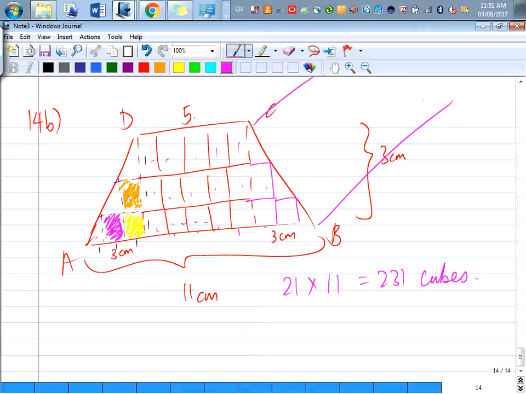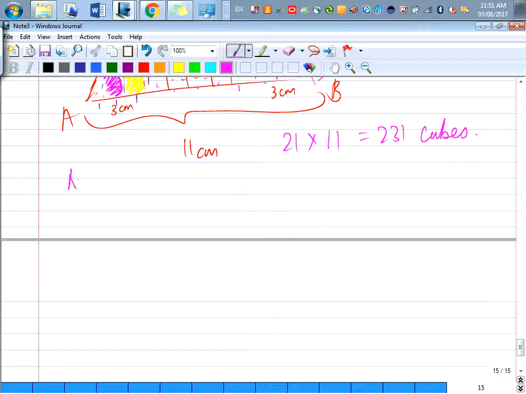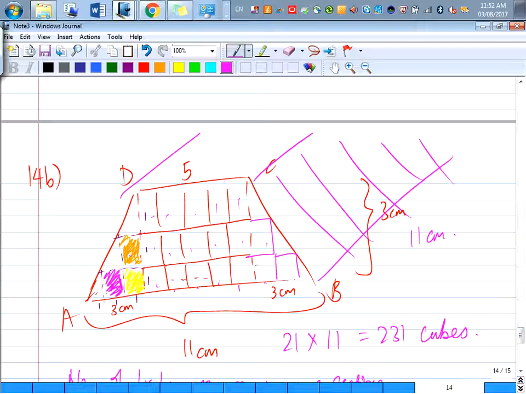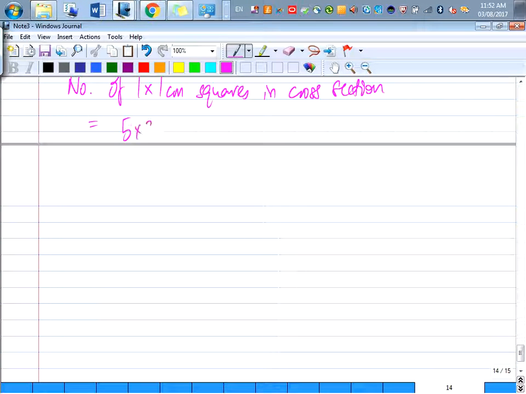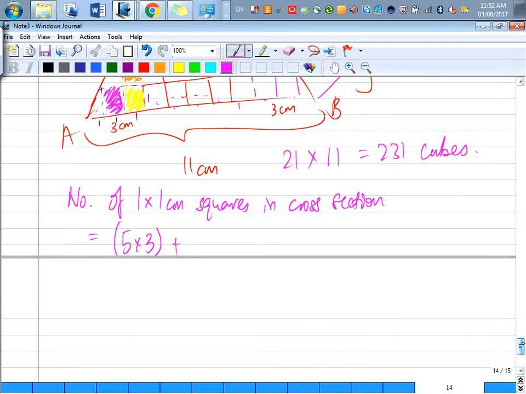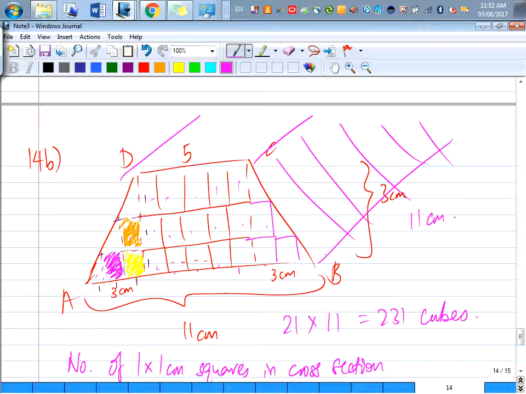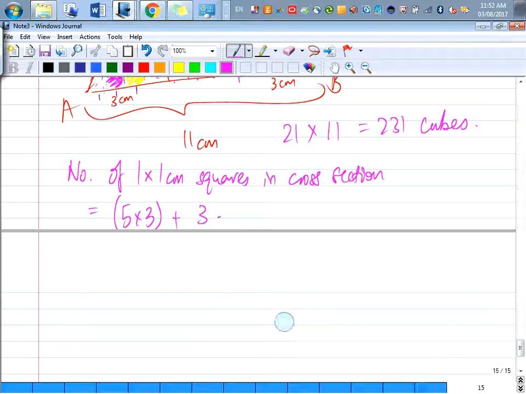Okay, I'm going to extend and just go according to the side, which is again 11 cm. Okay, presentation wise, how can we do it? We can say number of 1 by 1 cm squares in cross section is equals to, let's talk about the easy one first. Over here, 5 times 3. Okay, that's 15. Then we add whatever is in the triangle. Over here, 3 plus 3. So that gives me a total of 21 squares.